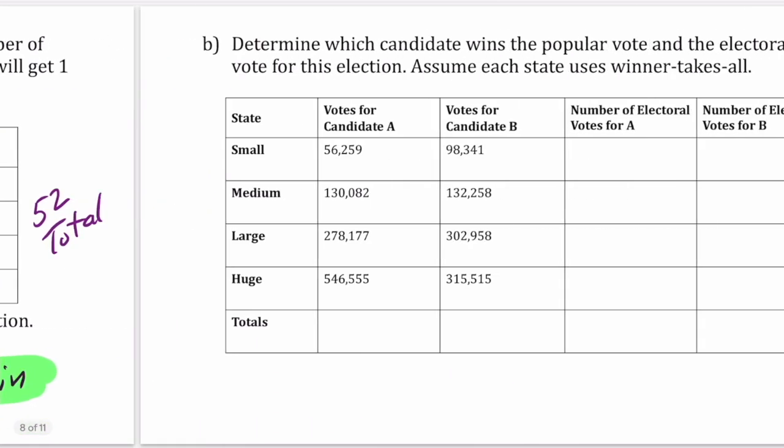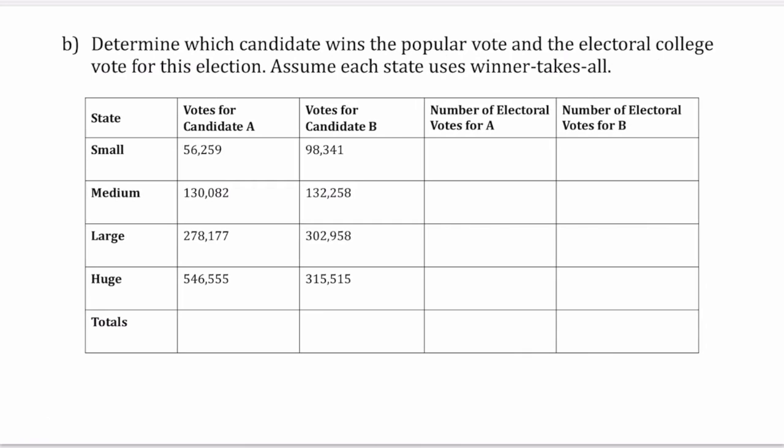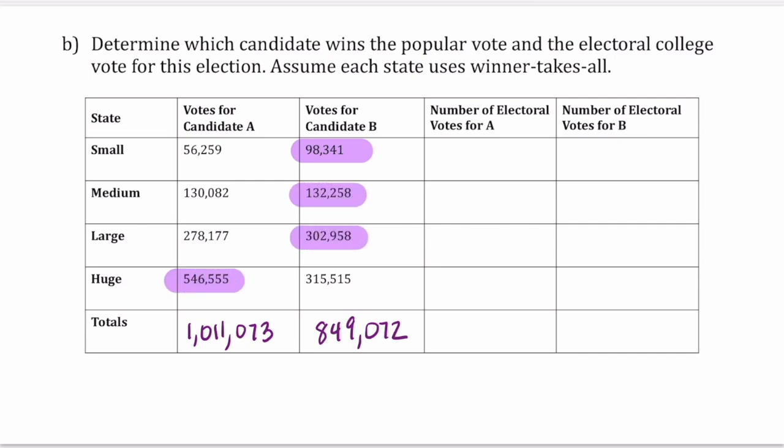B says to determine which candidate wins the popular vote and the electoral college vote for this election. Assume each state uses winner takes all. As you can see, we have this table here to help us with answering this question. In our table, we are given the number of votes each candidate received for each state. Candidate A received 1,011,073 votes, and candidate B received 849,072 votes. Now we can determine how many electoral votes each candidate receives based on the number of votes they got within each state. Let's start with the small state.